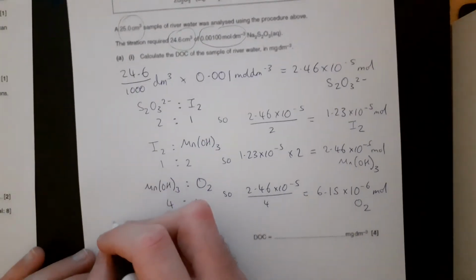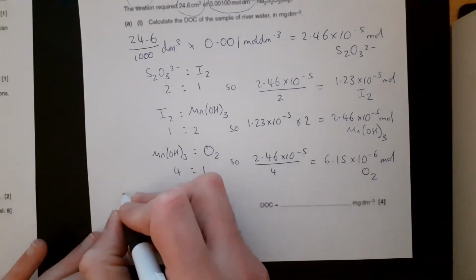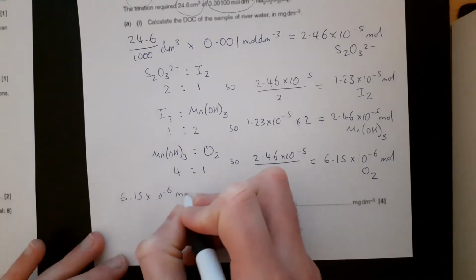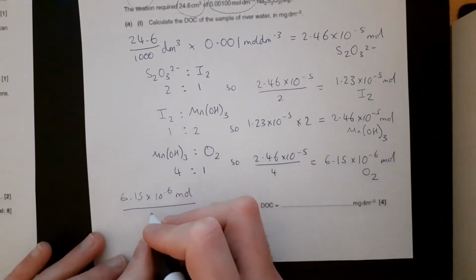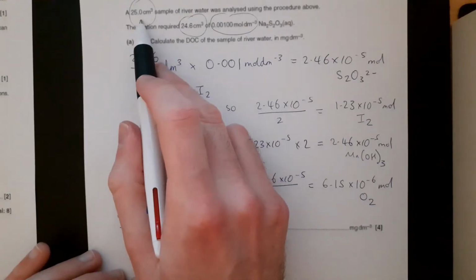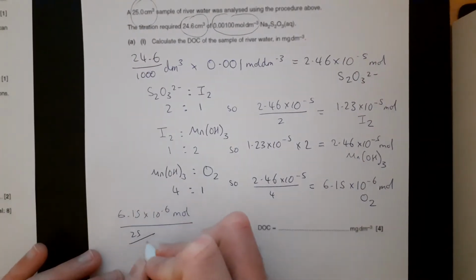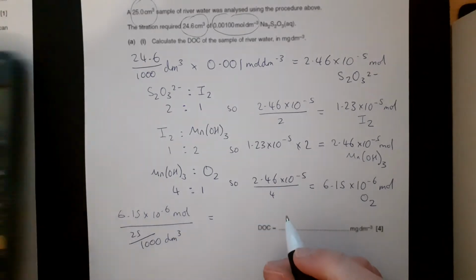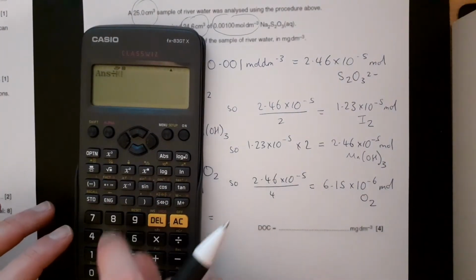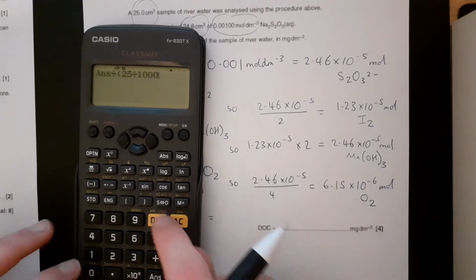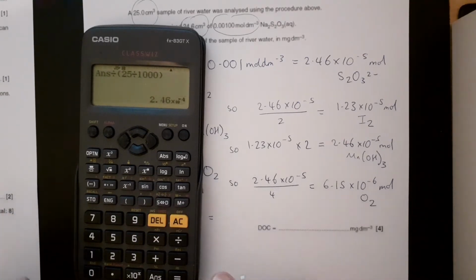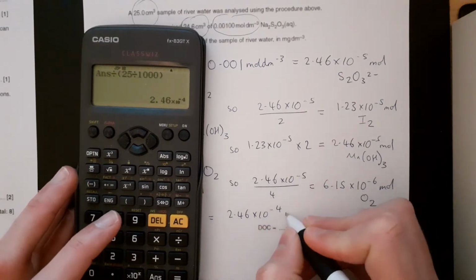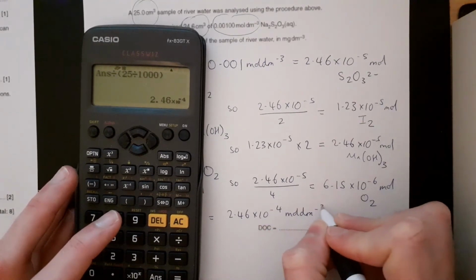So let's do, I'm going to run out of space here. 6.15 times 10 to the minus 6 moles divided by, it was in 25 centimeters cubed, wasn't it? So divide by 25 over 1,000. So we're going to do that, divided by 25 divided by 1,000. So it's 2.46 times 10 to the minus 4 moles per decimeter cubed.